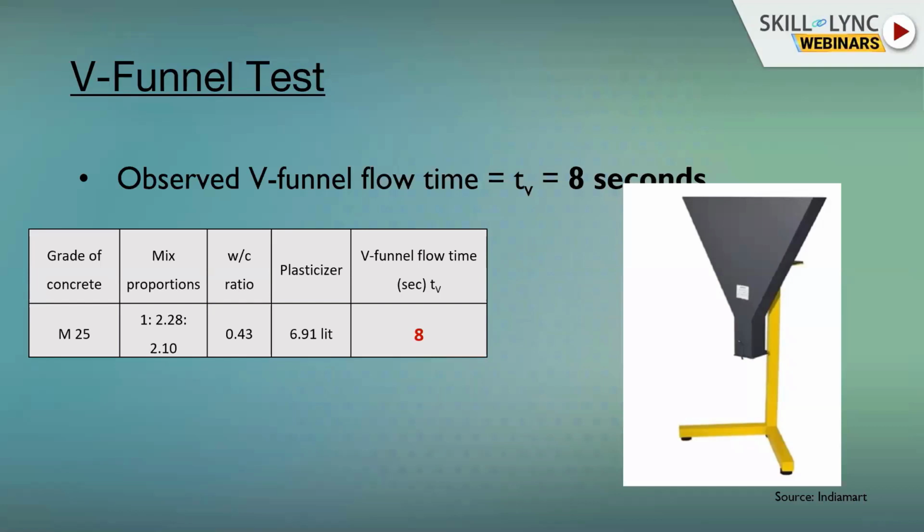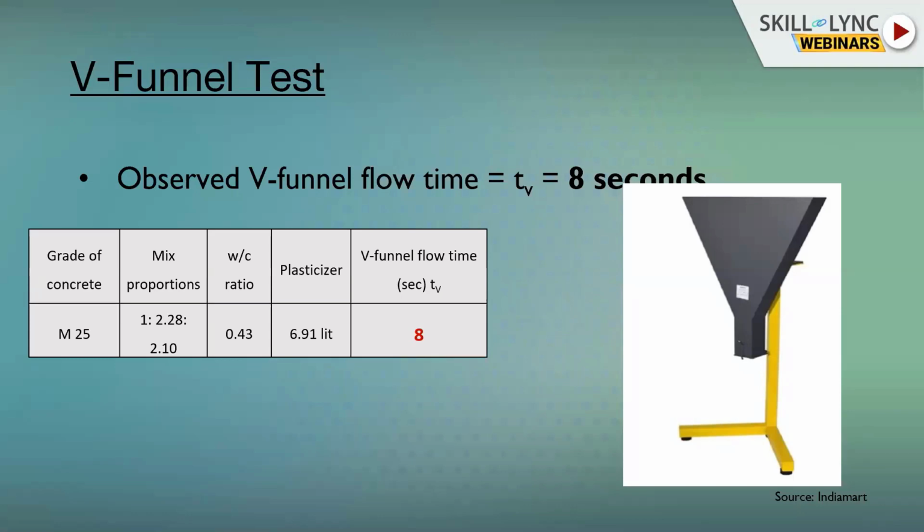When we put the concrete in the V funnel, there's a flap at the bottom. It is 65 mm, and then we check the stopwatch for how much time it takes to empty the whole vessel. For example, in that case, it takes 8 seconds to empty the whole concrete.